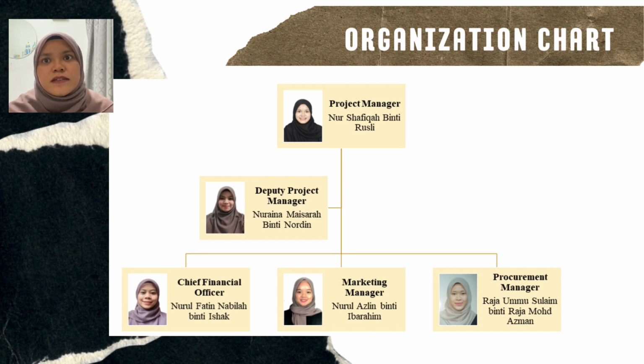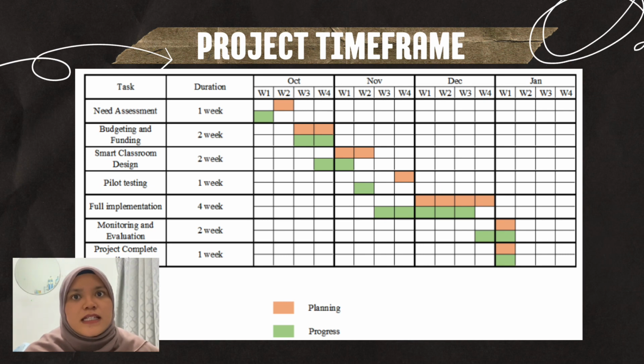Then the marketing manager is Nurul Azlin, who is responsible for crafting a compelling narrative for the smart classroom. Then the last one is the procurement manager, Rajiv Umu, who will acquire the necessary goods and services. So the next slide is the project time frame.